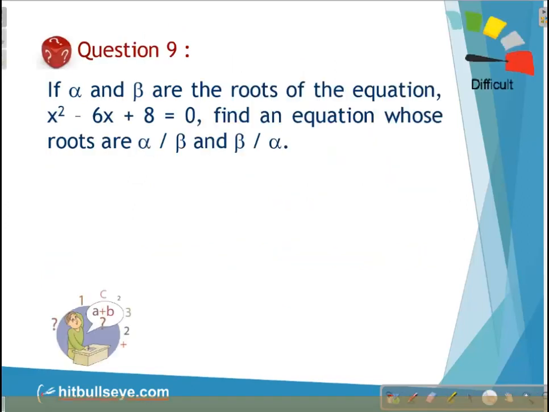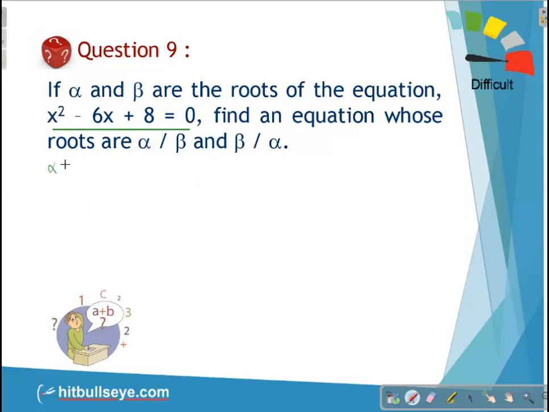Now let us take one example based on sum of roots and the product of roots. Here the equation is given to us as x square minus 6x plus 8 having roots as alpha and beta, and we are asked to make an equation with alpha by beta and beta by alpha. So without taking out the values of alpha and beta, we could solve this question with the help of sum of roots and the product of roots. Let us see how. The given equation is x square minus 6x plus 8 equals to 0.